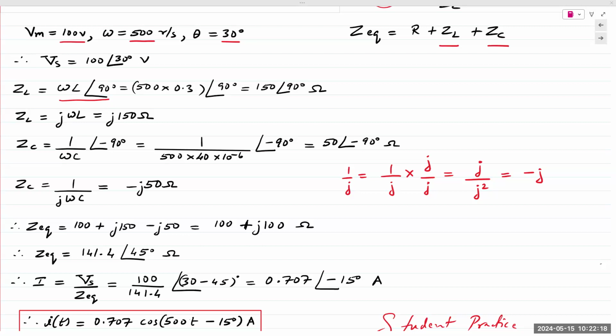Okay. So once you have ZL and ZC, you simply find ZEQ. If the circuit is in parallel, you apply the reciprocal method. Here it's in series, so you simply add them all up. R plus ZL plus ZC gives me a ZEQ of 100 plus J100. At the same time, I know I need to perform a division, so I will find the answer for ZEQ in polar coordinates also. 100 plus J100 gives me a magnitude of 141 and a phase angle of 45.